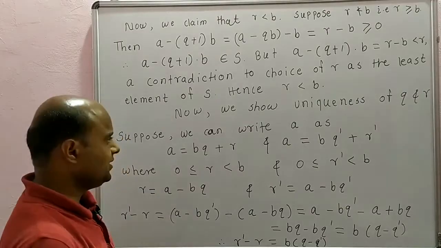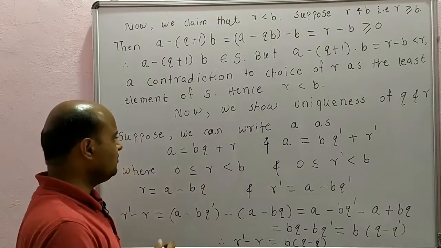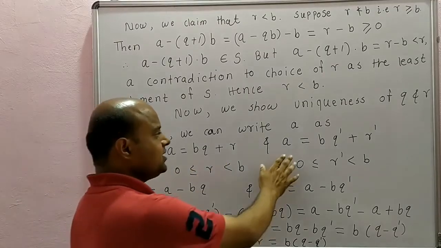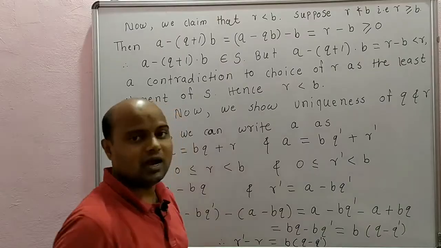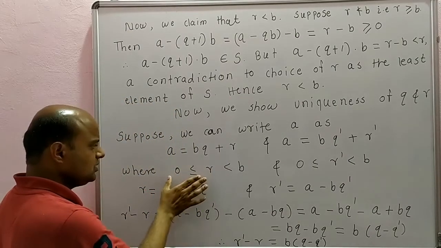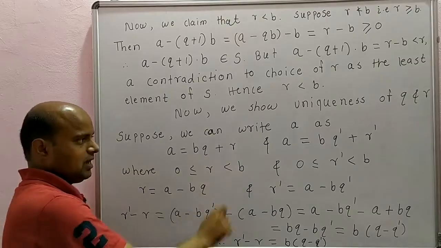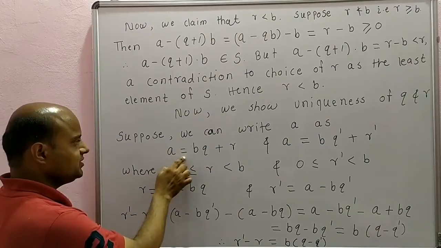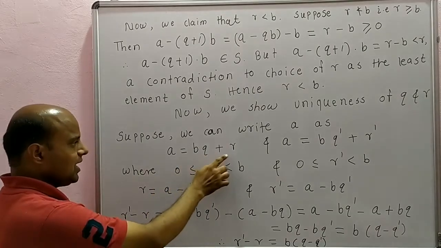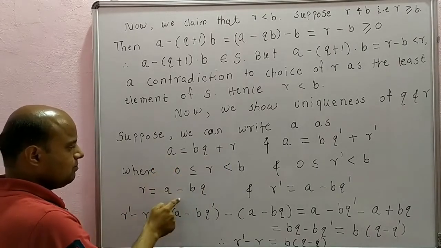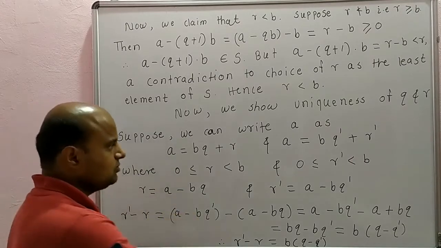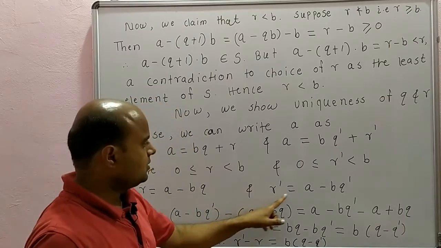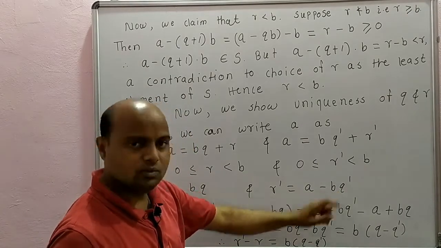Suppose we can write A in two ways. One way is A = BQ + R, and the second way is A = BQ' + R', where 0 ≤ R < B, and 0 ≤ R' < B. From A = BQ + R, we can write R as A − BQ, and from A = BQ' + R', we can write R' as A − BQ'.